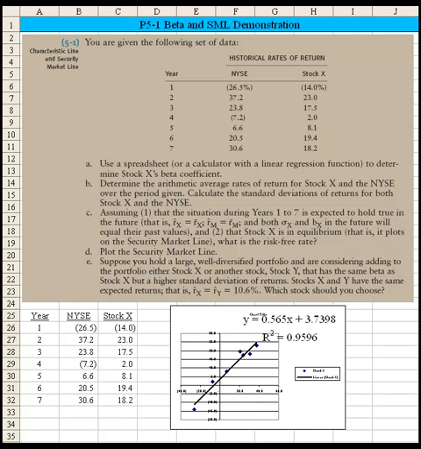Okay, now I've moved the graph over a little bit. I still think you can see it. Let's look at part B. Determine the average rate of return for stock X in the New York Stock Exchange over the periods given, and also calculate the standard deviation of returns for both the stock X and the New York Stock Exchange.